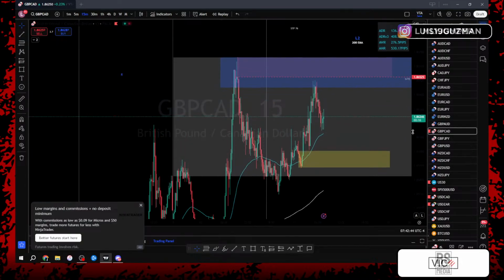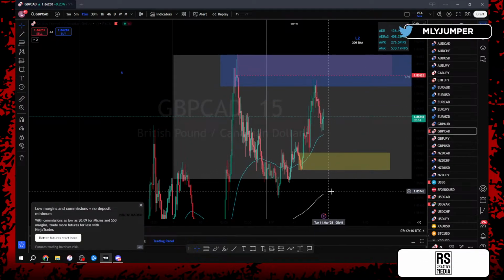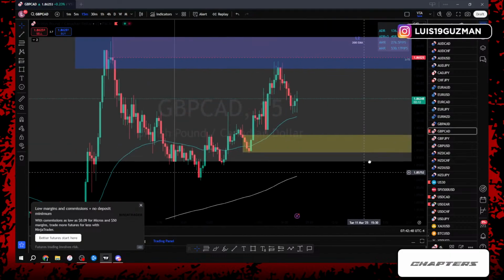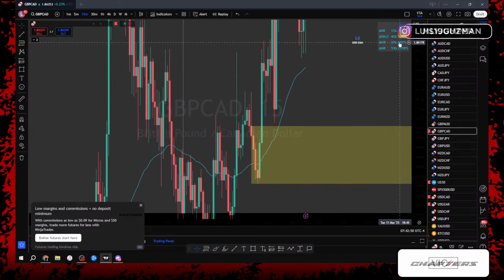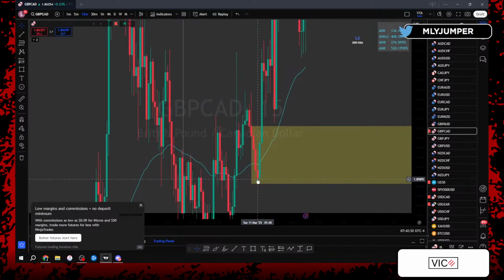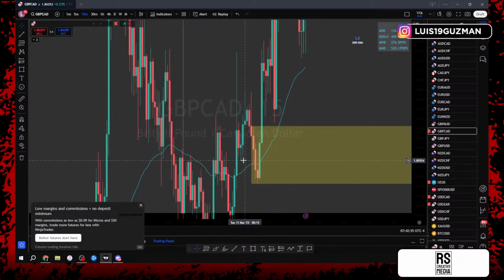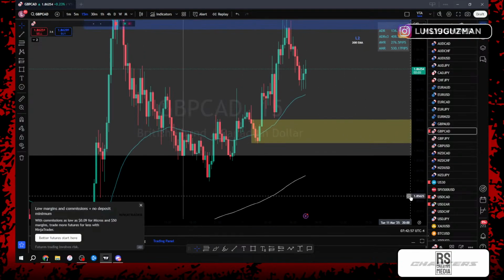We could even go down to the lower time frame. No, it's not valid. Let's see. Where did that first wick close? No body closure below the first wick, so can't even say that we'll get a 15-minute pullback.